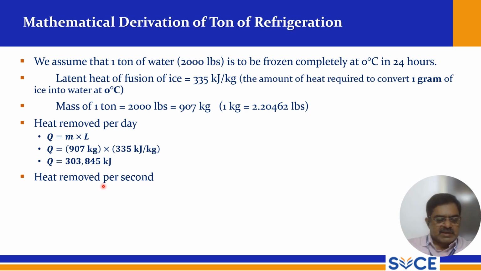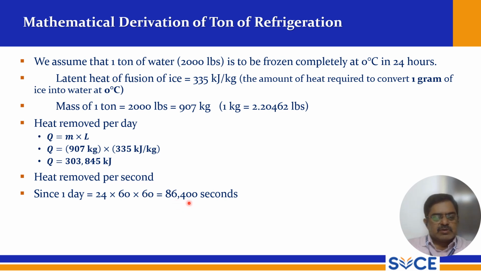Heat removed per second. So we can convert this to second. So instead of day, we can convert this into second. Before converting into second, we have to convert into hours, and then we have to convert into minutes, and then we have to convert into seconds. So it can be done 24 hours, 60 minutes, 60 seconds equal to 86,400 seconds. So this much seconds we have per day.